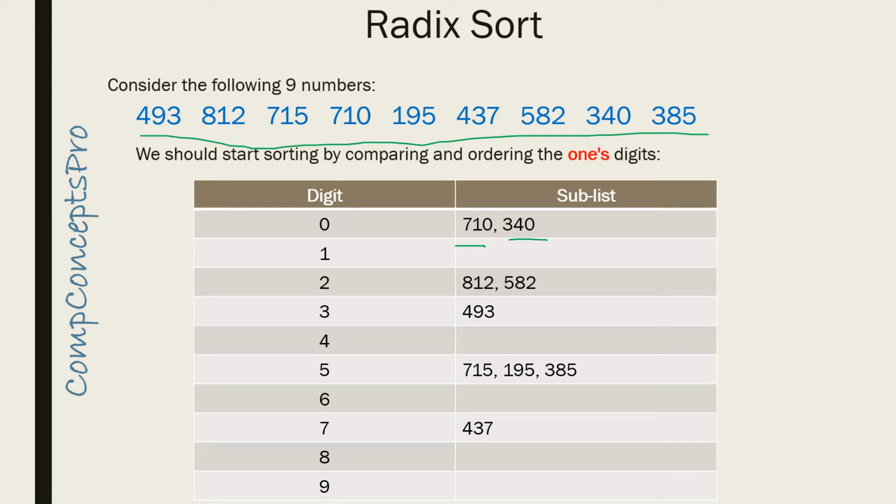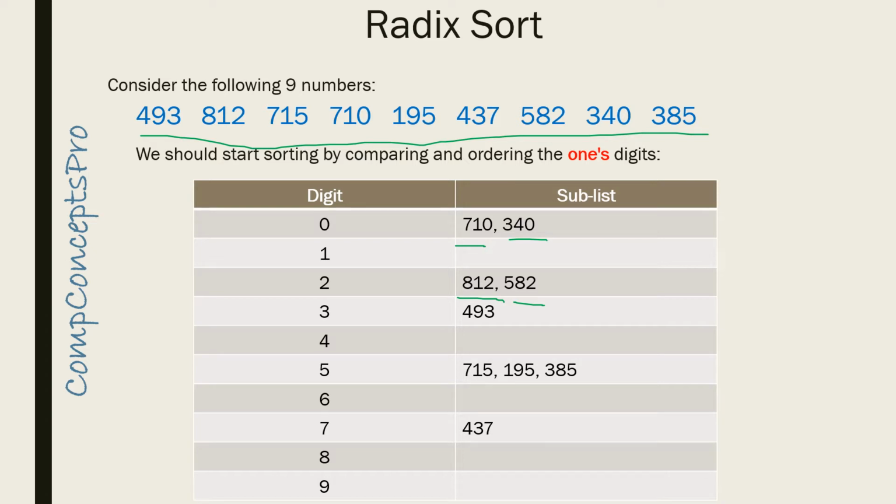Then we will look for the digit 1 at the ones place. But there is no number which has 1 at its ones place. After that we will look for the numbers that have 2 at its ones place. And we found these two numbers. Similarly, we will categorize all the numbers.